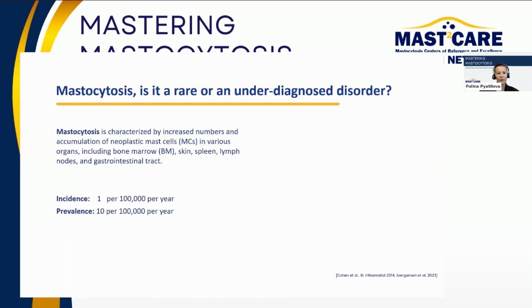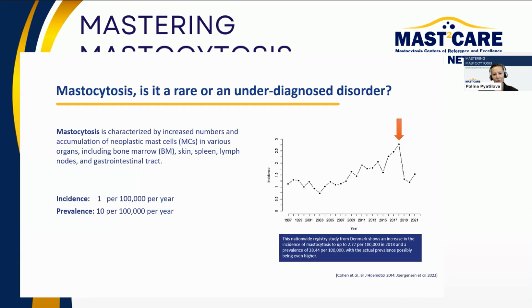What we know is that mastocytosis is a rare disorder by definition. Mastocytosis means that there are too many mast cells and they are atypical, so they're neoplastic mast cells, and they can sit in different organs: in bone marrow and skin, in spleen, lymph nodes, or other organs like the GI tract, for example. We know that the incidence is 1 per 100,000 and the prevalence is 10 per 100,000.